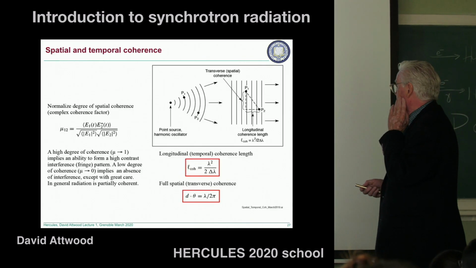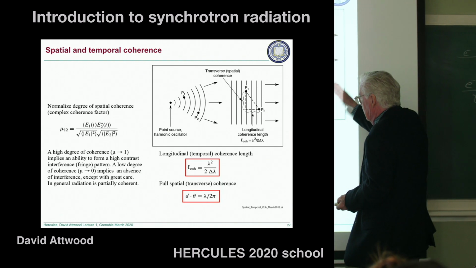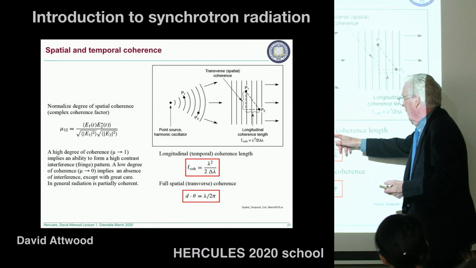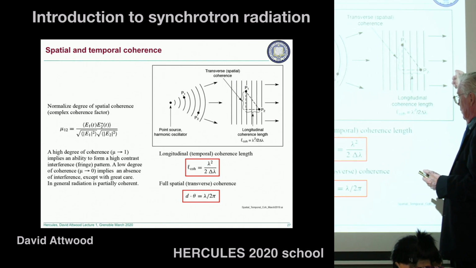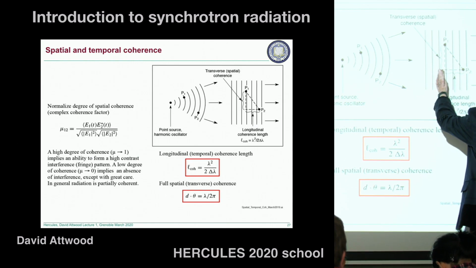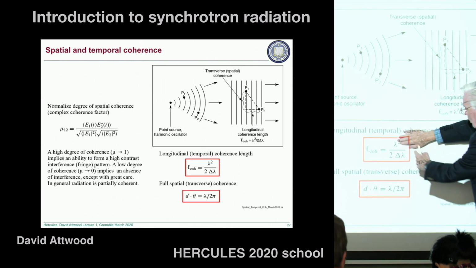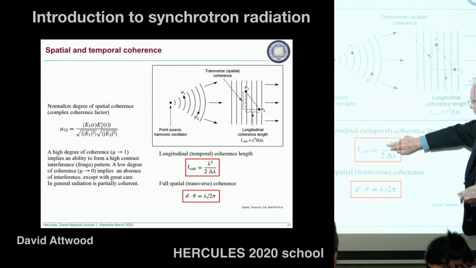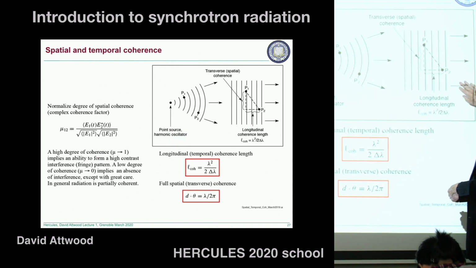So we're talking about spatial and about coherence, both the temporal coherence or longitudinal in the propagation direction, and this is the coherence length. It's coherent over what distance? It's lambda over delta lambda, so that's sort of the 100 cycles multiplied by lambda. So that's the coherence length in this direction.